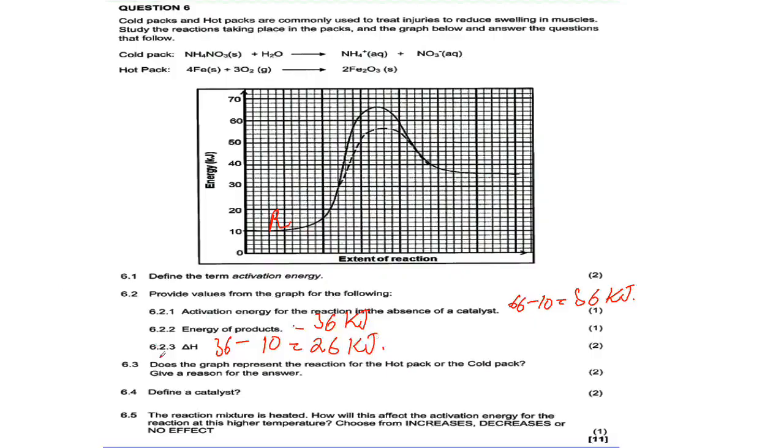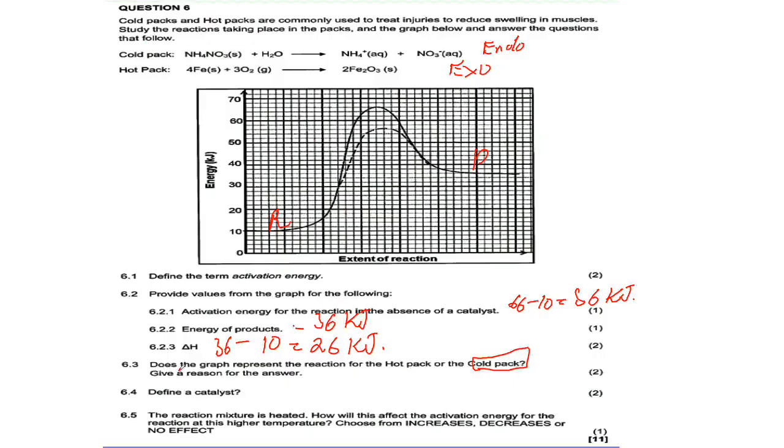So 6.3 says, does the graph represent the reaction for the hot pack or the cold pack? Give a reason for the answer. Now let's look at this. We already identified that the cold pack would be an endothermic reaction, and the hot pack would be an exothermic reaction. Now, looking at this graph here, we can see that the energy of the product is greater than the energy of the reactant, which suggests that this is an endothermic reaction. So looking at this, we can see which one corresponds with the endothermic reaction. It's definitely the cold pack. So this graph represents the cold pack.